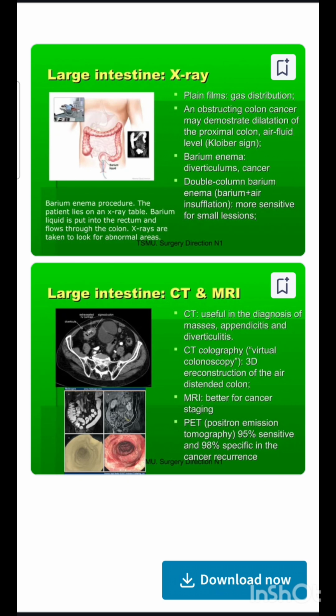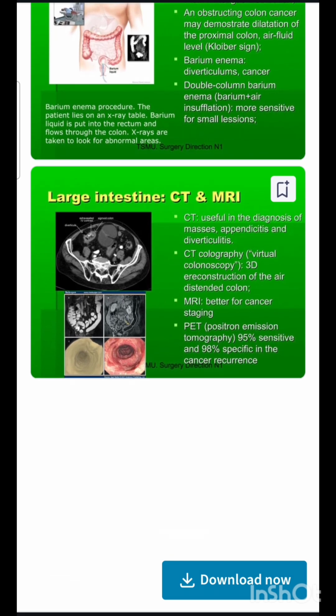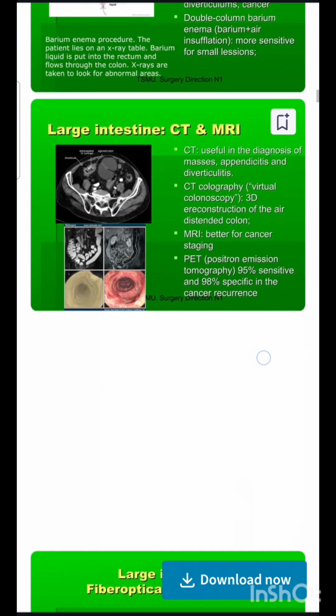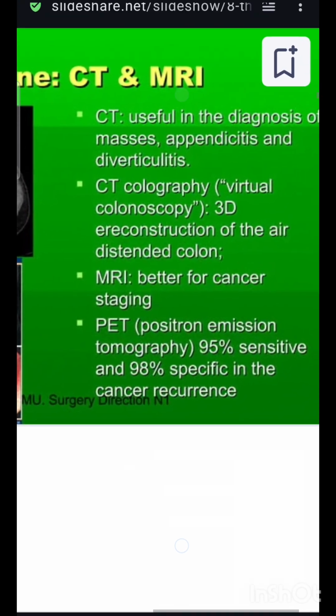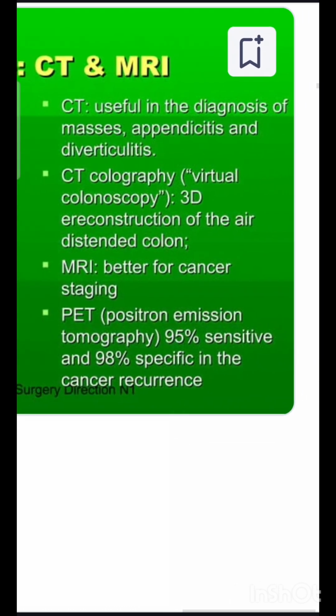In the barium enema procedure, the patient has to lie on an X-ray table, and the barium is put into the rectum and flows through the colon. X-rays are taken to look for abnormal areas. Now the large intestine CT scan. CT is useful for the diagnosis of masses, appendicitis, diverticulitis, and so on.